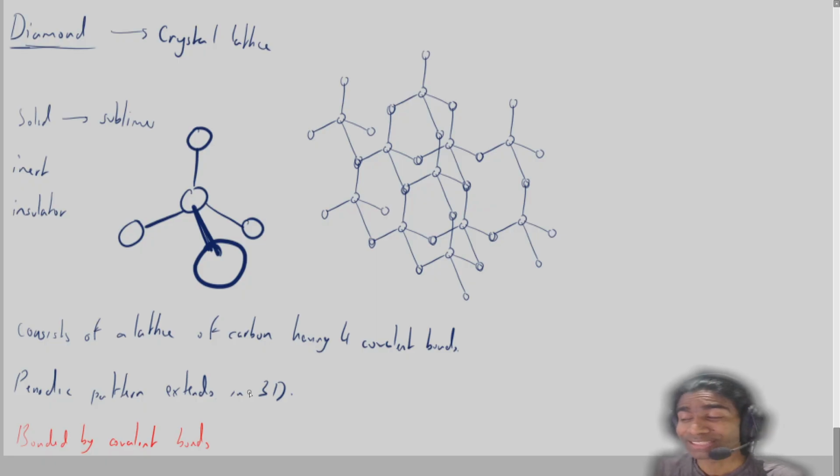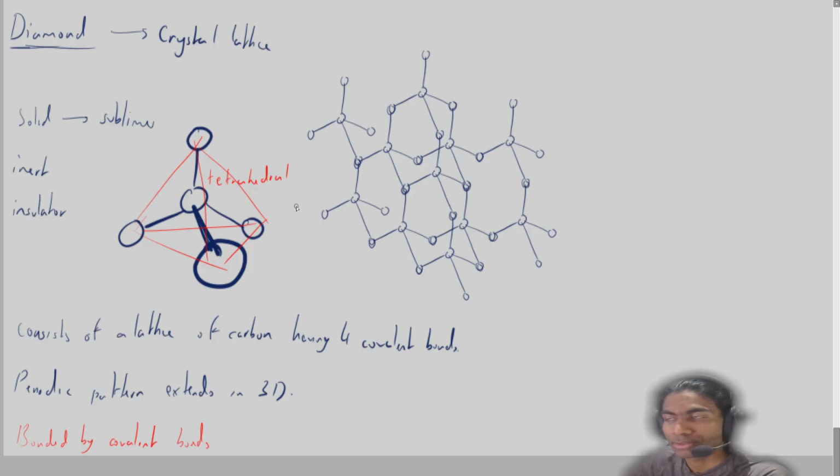One more point as well is that this structure here has a name. We call this a tetrahedral structure. It's because it's supposed to represent the vertices of the tetrahedral kind of like prism. So you can imagine one triangle here, another triangle here, another triangle down here. That is the tetrahedral structure, and this carbon is actually in the center of the pyramid, right? That is what it looks like. So we call this a tetrahedral lattice.